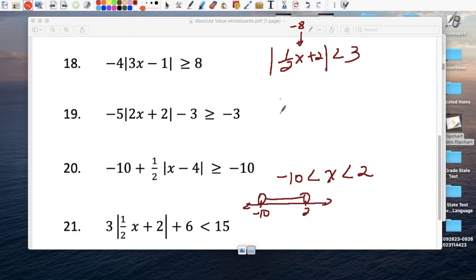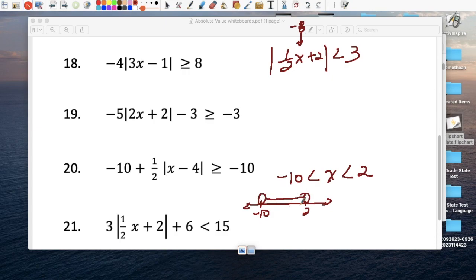Yes. So let's pick another value here. Let's pick, I don't know, negative 6. Half times negative 6 is going to give me negative 3. Negative 3 plus 2 is negative 1. The absolute value of negative 1 is 1, which is less than 3, so that works.